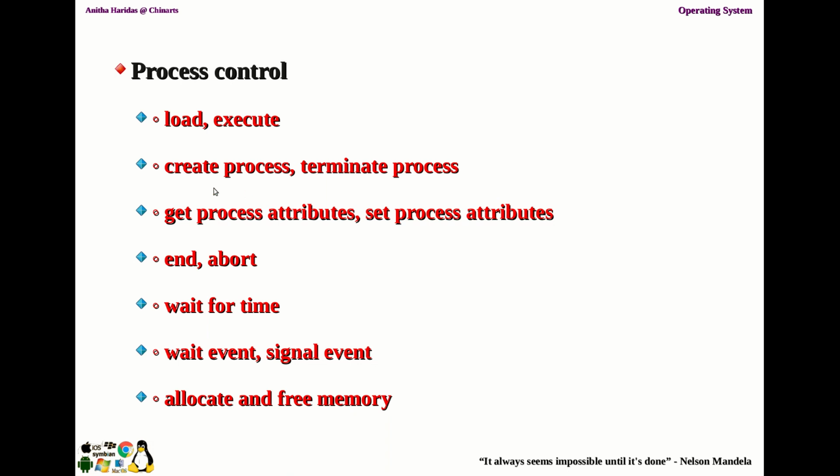And you have a system call to end or terminate a process, or to abort a process in between. You can have a system call for waiting for another process to get terminated, or system calls for allocating and freeing the memory used by that particular process. So these are all used under process control.